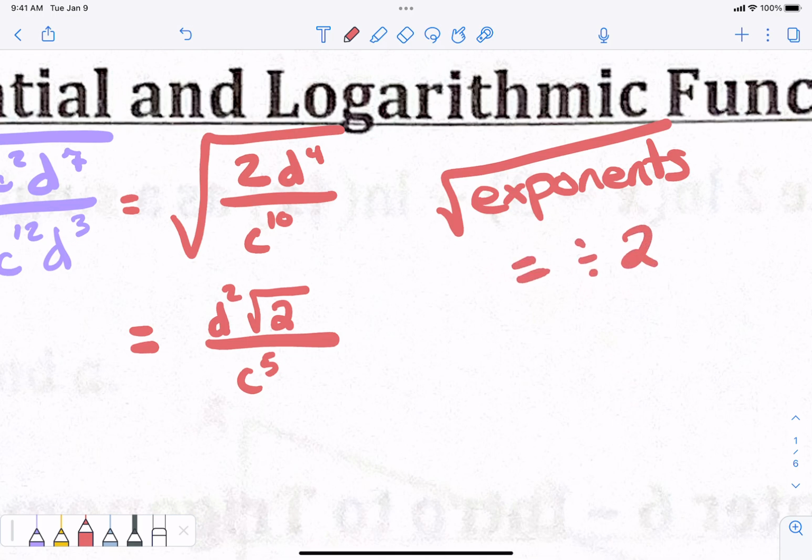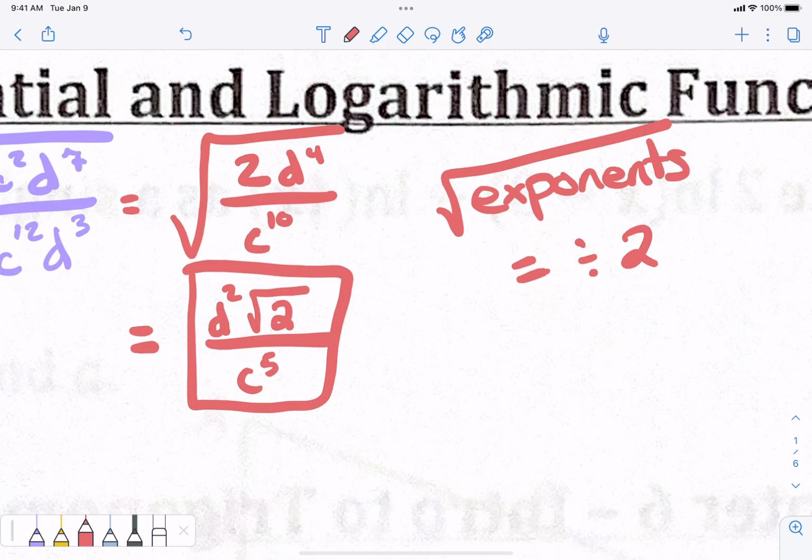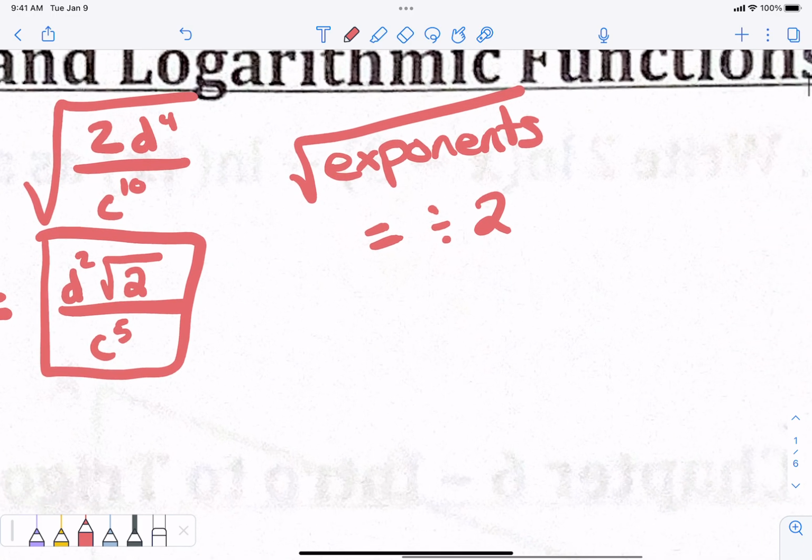I don't know how you want to write that, but that's how it makes sense to me. So if you are taking exponents like d to the 4th power or c to the 10th power, you're dividing them by 2. You are not taking the square root of the 4 or the square root of the 10, right? You're dividing the exponents by 2. But when you take the square root of 2, you are taking the square root of 2 because that's just a number, right? Yep, this is our final answer. That's as far broken down as we can get.